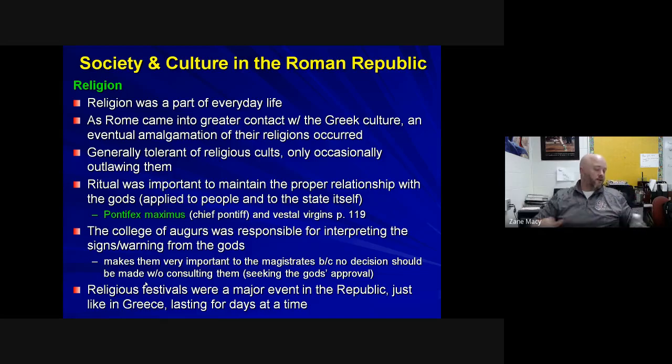Just like with Greece, religious festivals are a major event in the Roman Republic. These festivals were a reason to party, and sometimes these religious festivals would last for days, if not a week, maybe even 2 weeks, depending on what the festival was, which god it represented.